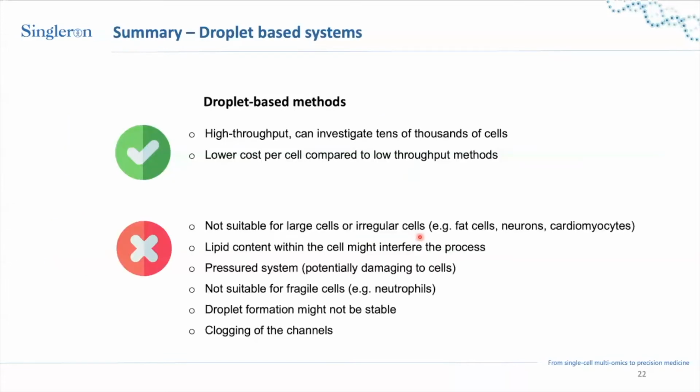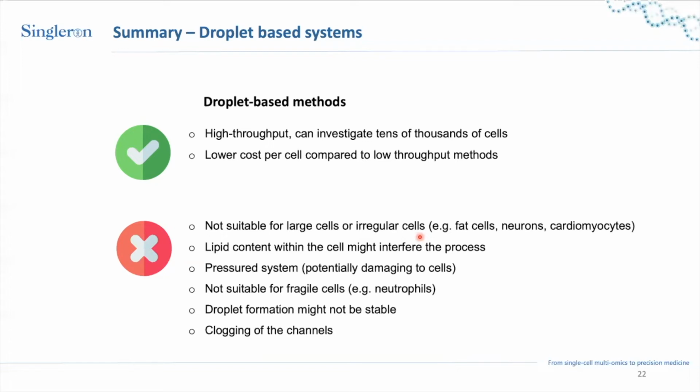So the summary of droplet-based systems: as I said, they are high throughput. One can investigate tens of thousands of cells in parallel, and it's lower cost, but there are certain limitations. It is not suitable for large cells or irregular cells. So if you're working with, for example, fat cells, neurons, cardiomyocytes, or different cell types that are slightly bigger, that's a limitation because the diameter in that fluidic system that I described earlier is around 40 microns. So anything over that can be problematic. And cells with higher lipid content could interfere with the oil phase. So this is also important for some researchers.